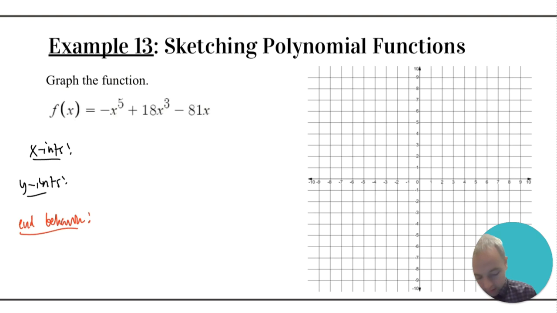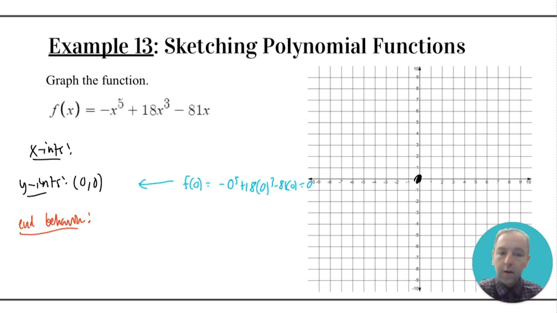So I think one of the easiest things to find is a y-intercept, because a y-intercept is always going to be a point where the x value is 0, right? So to find a y-intercept, you could just plug in 0, which would be negative 0 to the 5th plus 18 times 0 to the 3rd minus 81 times 0, which is going to be 0. So you know that your y-intercept for this function is going to be at (0, 0). So voila, there's one point on our graph, right?